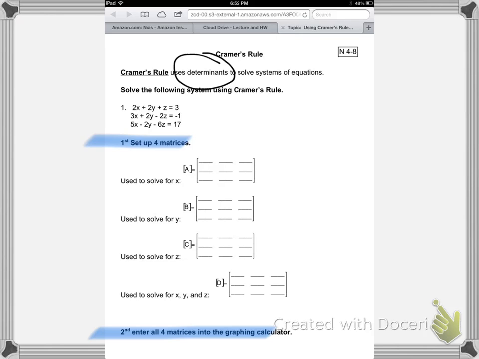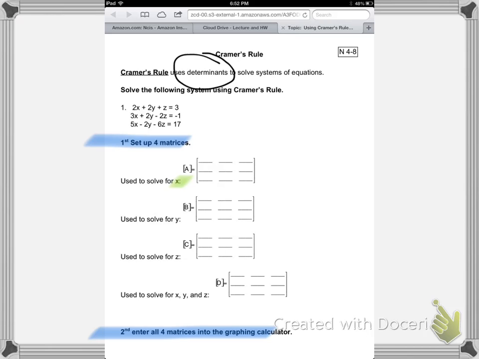Now, what's important to notice is that we're solving for different things. We're solving again for X, Y, and Z, the variables. And matrix A we're going to use to solve for X. So I'm going to highlight matrix A, sort of a green for matrix A. And that we're using to solve for X.